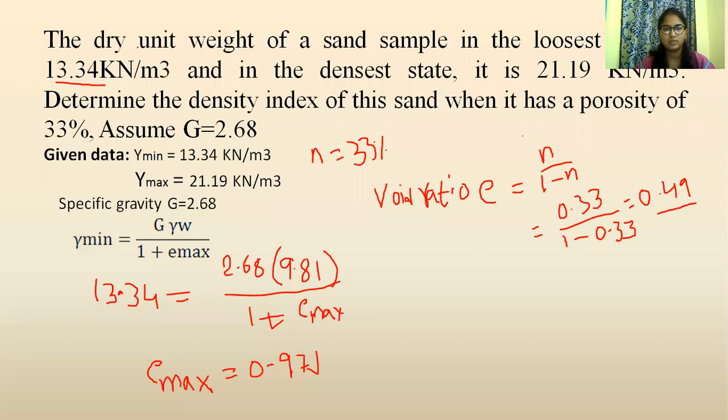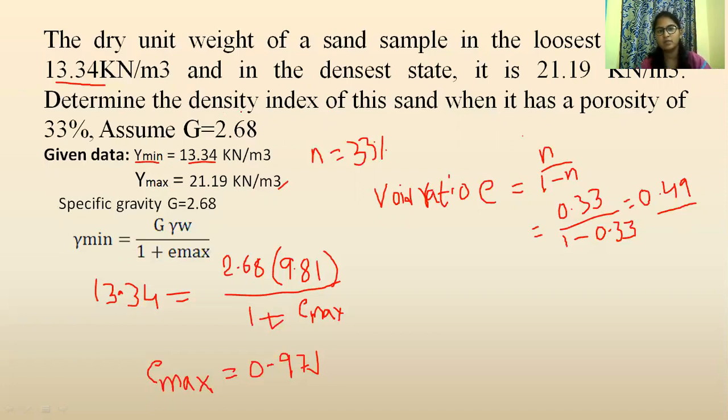So the problem here gives the dry unit weight of a sand. Unit weight, gamma, in the loosest state: loose means the soil consists of more voids, which gives less strength. Less strength means minimum, so gamma minimum is equal to 13.34. In the densest state, soil consists of fewer voids, which gives more strength, so gamma max is equal to 21.19 kilonewton per meter cube.